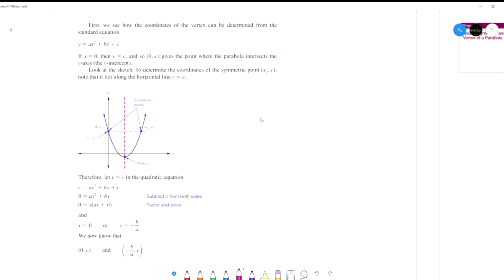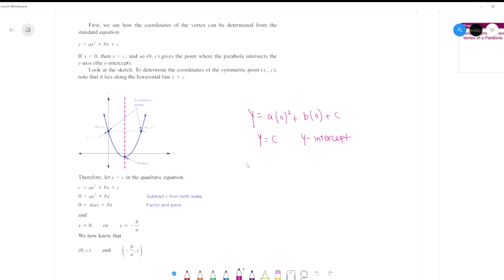So if you plug in x is 0, what happens? You get y is equal to a times 0 squared plus b times 0 plus c. So anything times 0 is 0, right? So that leaves us with y is equal to just c. This is the y-intercept. So that's what this graph here is explaining.